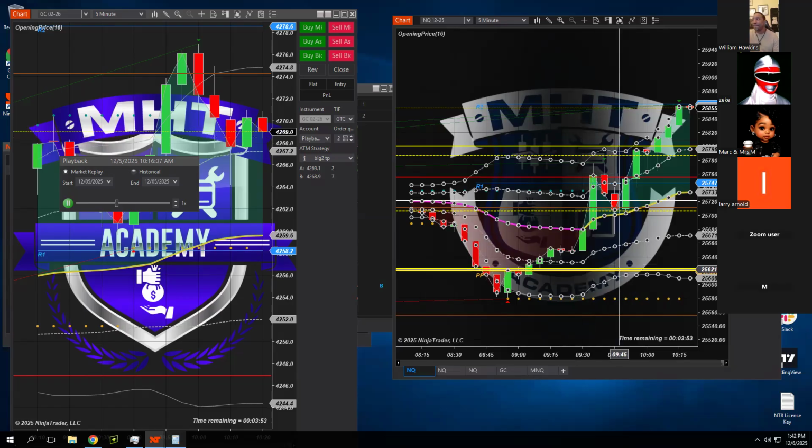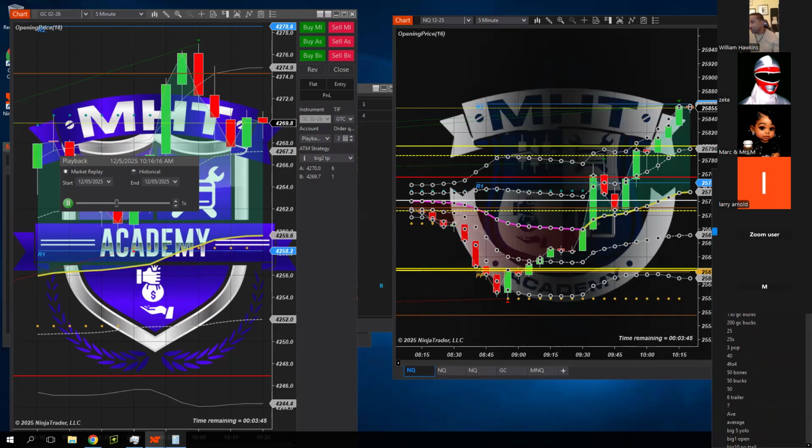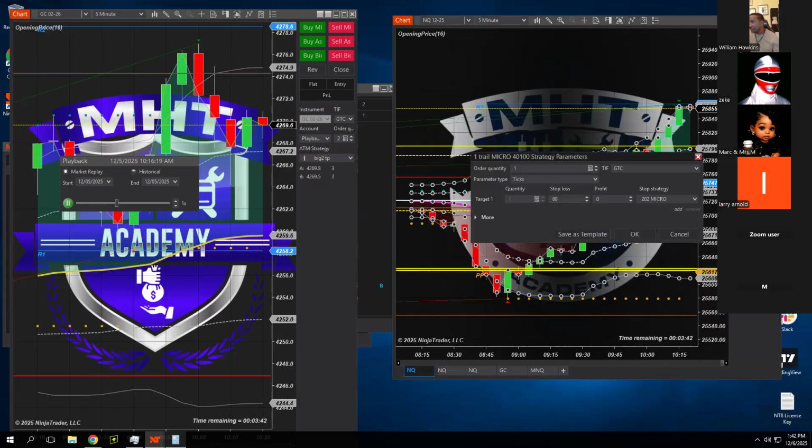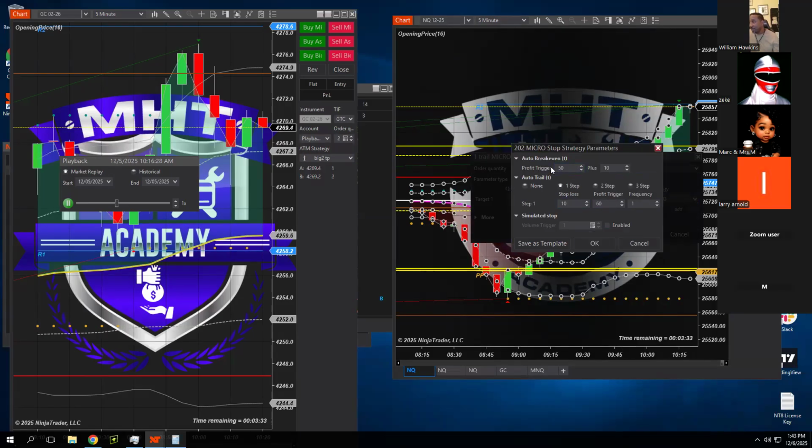Are you journaling the highs and lows of each day also? Yeah, my journal's marked up. So I have an ATM strategy for my swing trades, my micro. Stop loss is an 80 tick stop loss, zero profit target. Then I have an ATM strategy that once it goes 50 ticks into profit, it moves up 10 ticks. Once it goes to 60 ticks in profit, it trails it. 60 ticks in profit is only $30 with one micro. So once I make $30 in micro, it starts following behind it if it goes more than that.